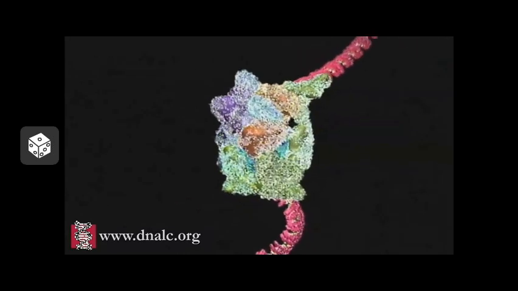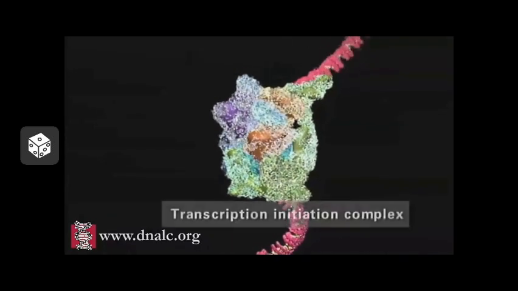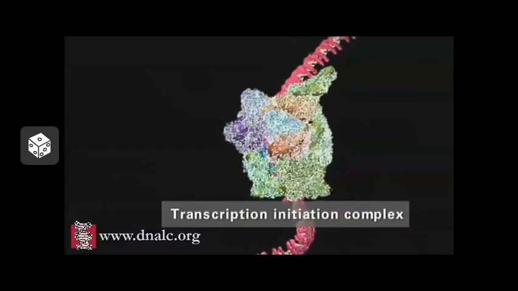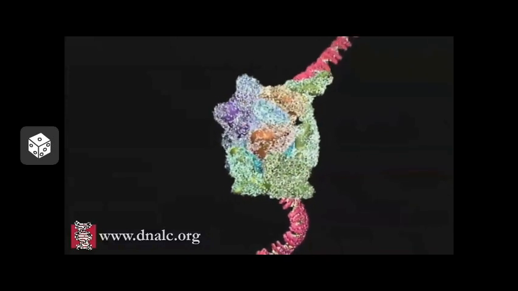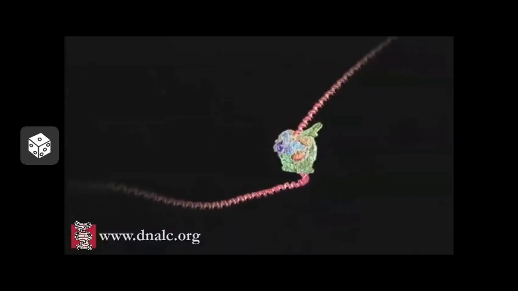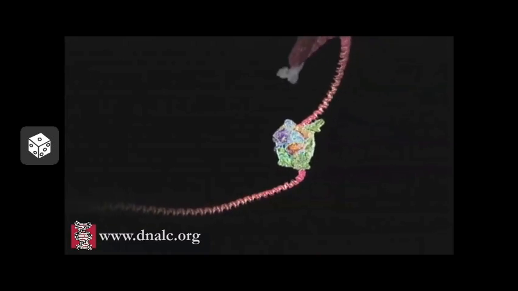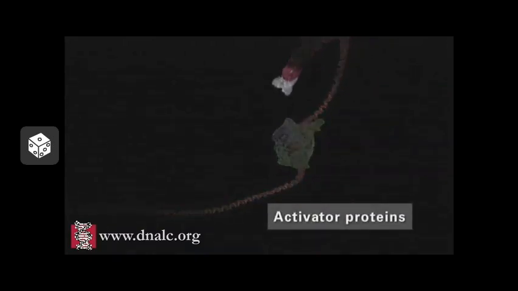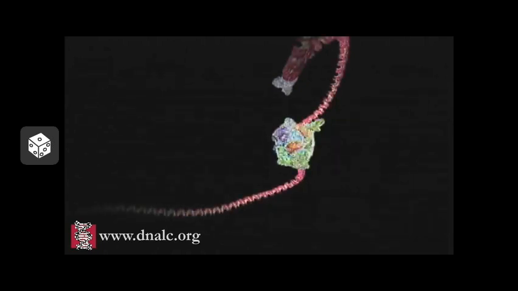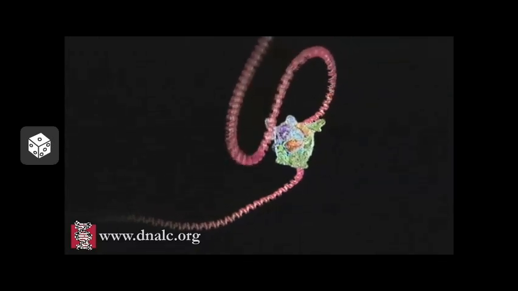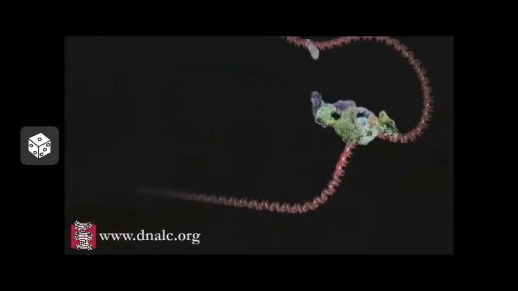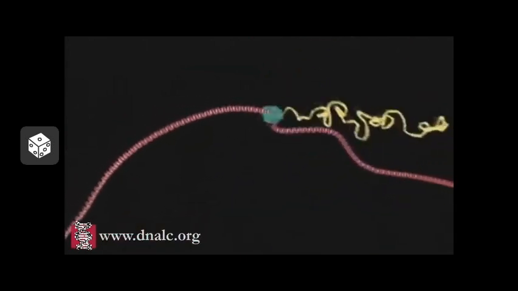The assembled collection of all these factors is referred to as the transcription initiation complex, and now it is ready to be activated. The initiation complex requires contact with activator proteins, which bind to specific sequences of DNA known as enhancer regions. These regions may be thousands of base pairs distant from the start of the gene. Contact between the activator proteins and the initiation complex releases the copying mechanism.